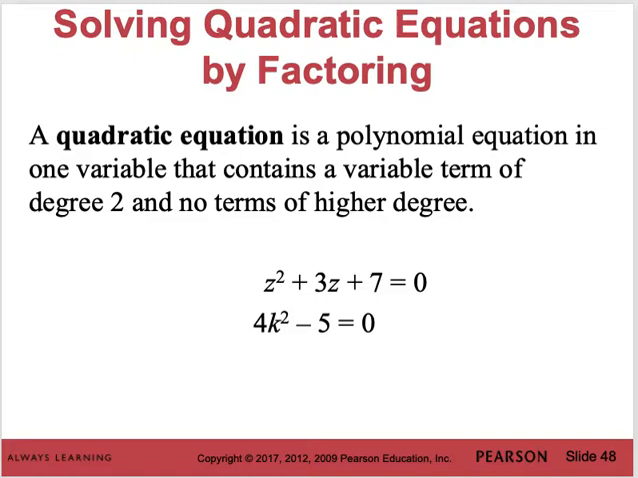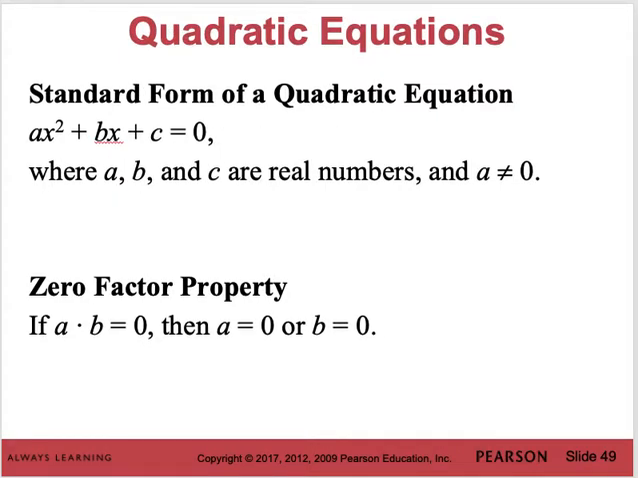Note they both have the same variable. In this case, this one has a z, no other variables. This one has a k, no other variables. And the highest degree is 2, exponent of 2. All right, here's our standard form. Ax squared plus bx plus c equals 0 is what a quadratic equation looks like. We're working with real numbers.